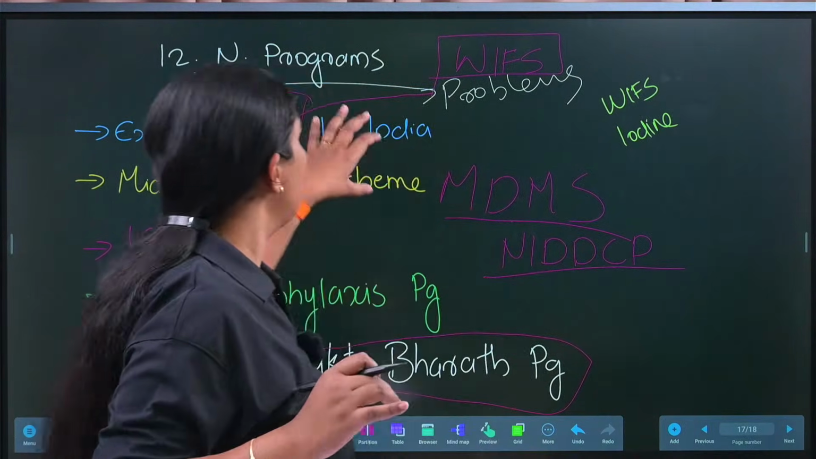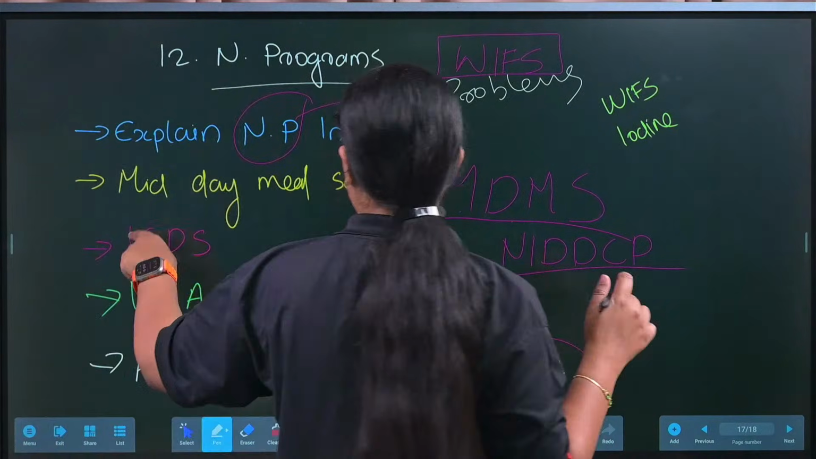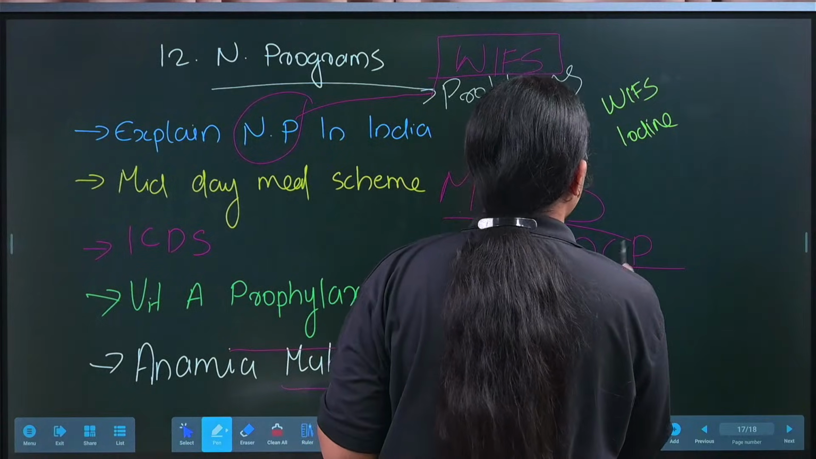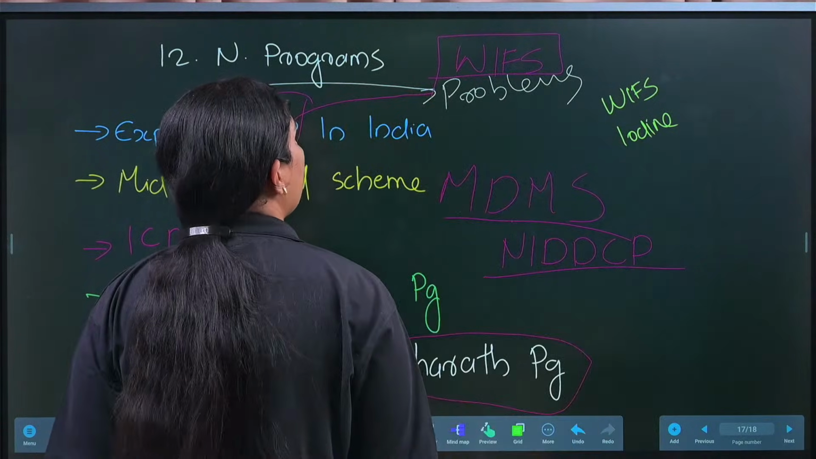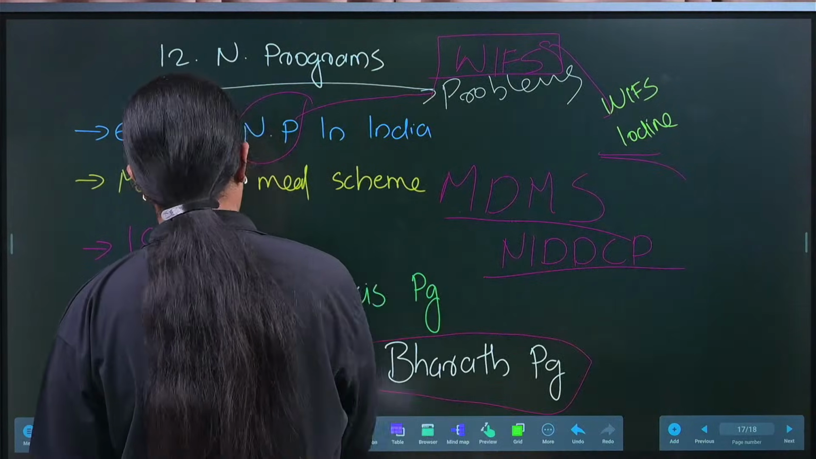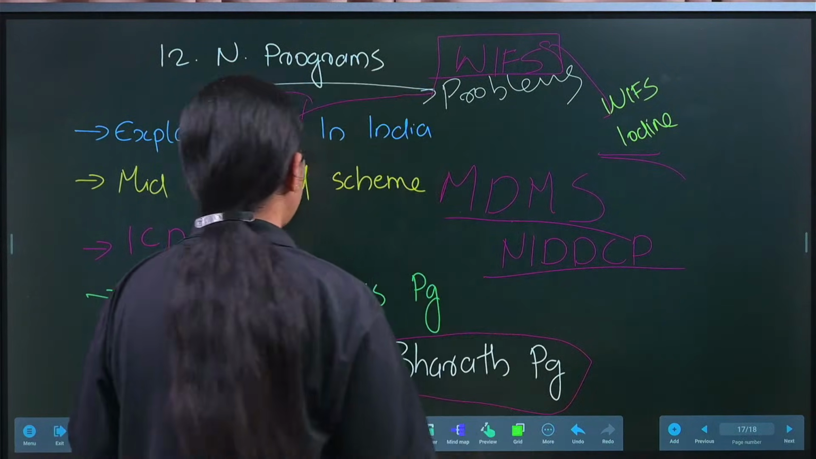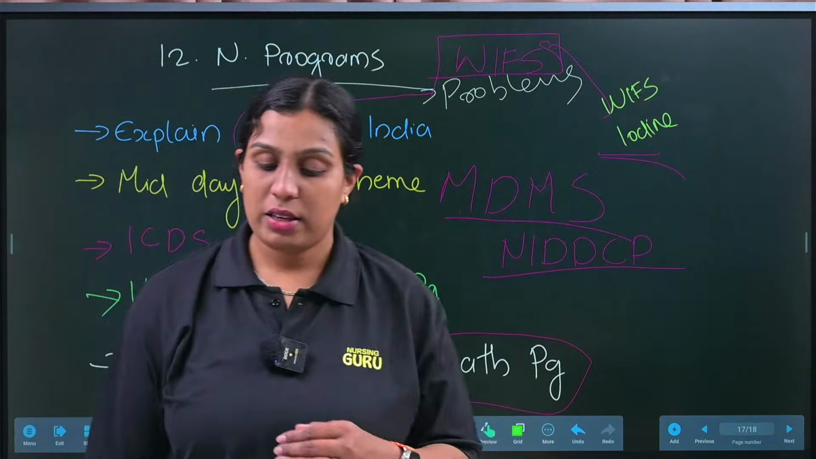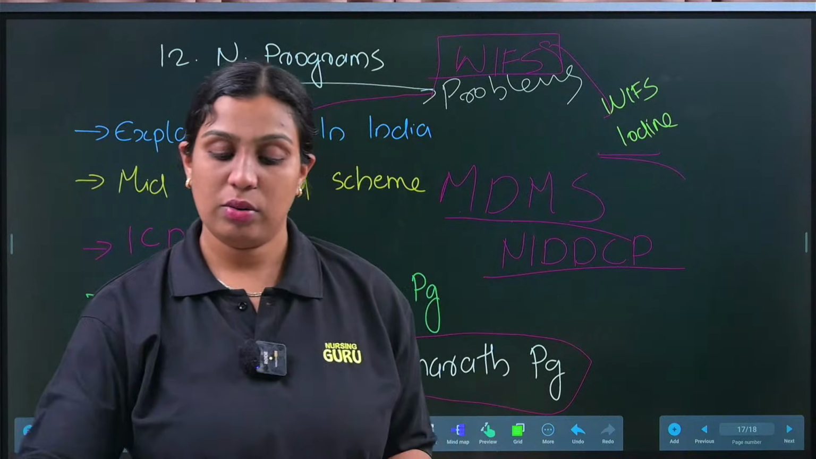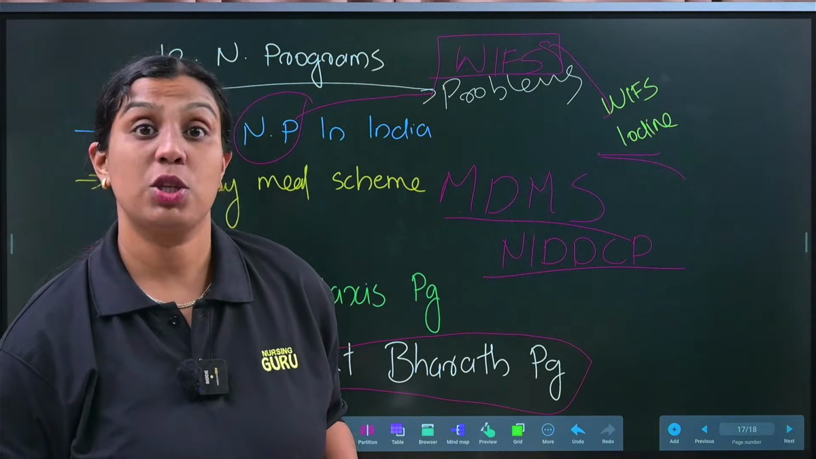What are the things? WIFS, then midday meal scheme, MDMS, NIDDCP, then the iron deficiency program, Anemia Mukt Bharat program, and vitamin A prophylaxis program. Okay, these programs are included from unit number 12.